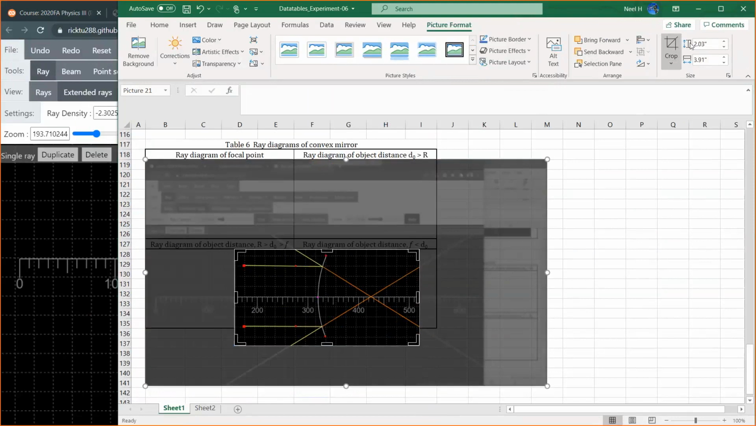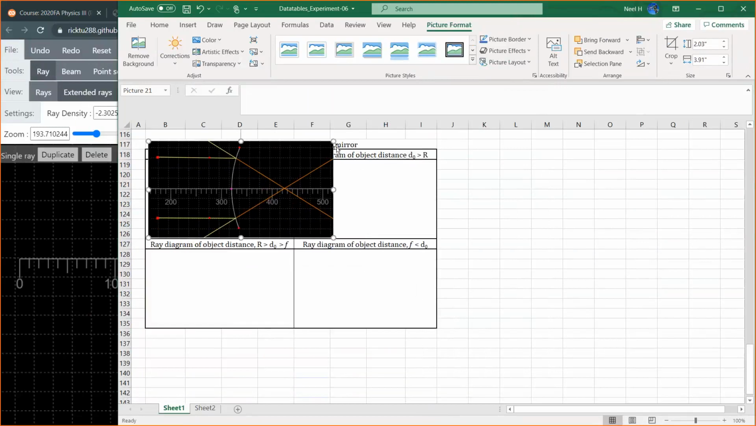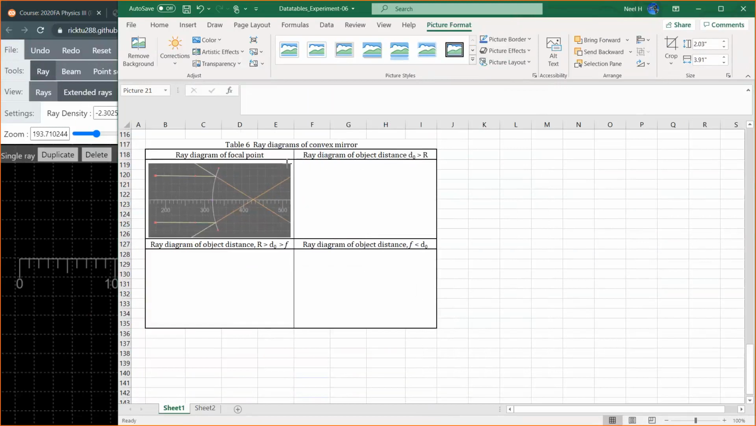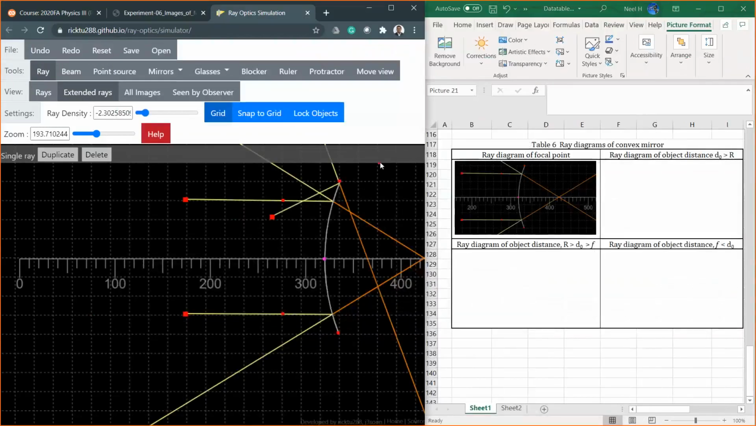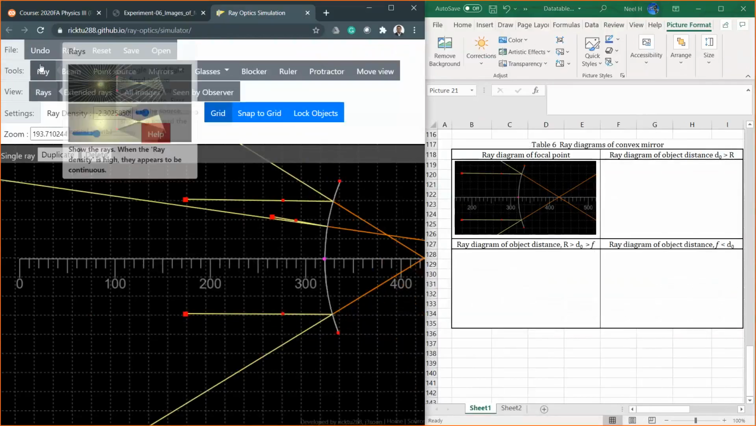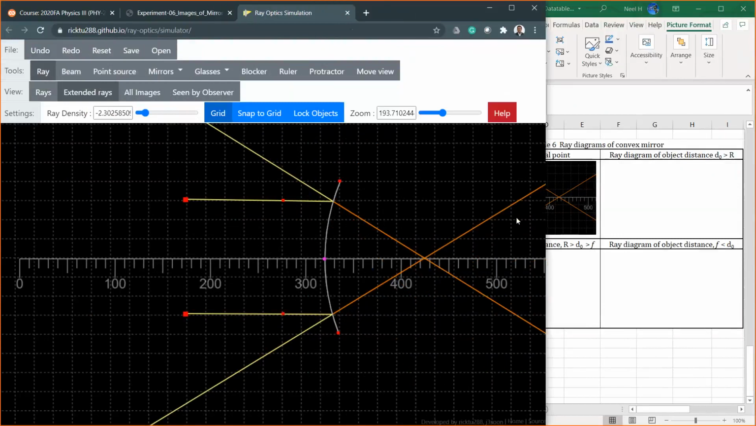Okay, now that's our ray diagram to identify the focal point of the convex mirror. Let's do the same thing we did earlier: three more ray diagrams. Even though we try to change the object location, it might not change anything much, but let's do that to make sure it behaves the same way as in the earlier observation.